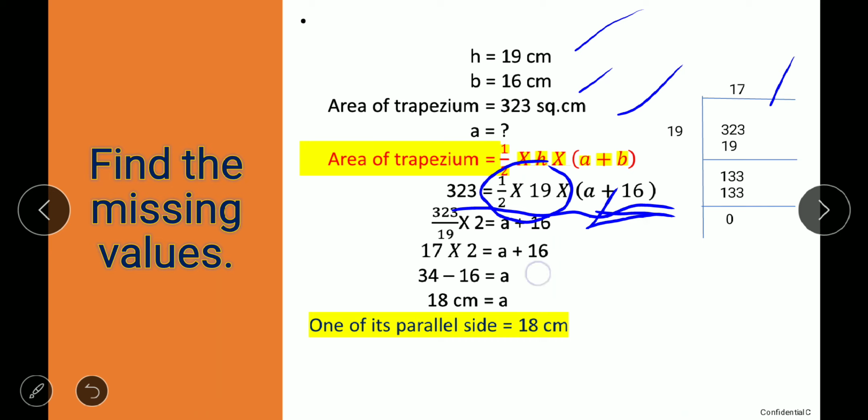And now this 16, we can move that side. It is in plus. When it goes that side, it will become minus. So a is equal to 18 centimeter. This is how you can find.